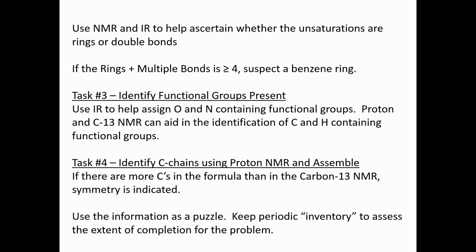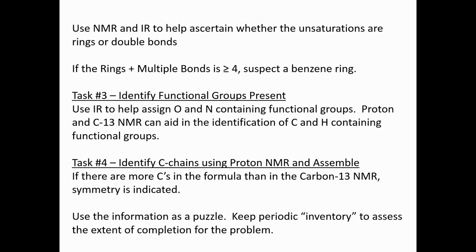All right, so after we've done this, we're going to use the NMR and the infrared to help ascertain whether the unsaturations are rings or double bonds. So we see that it's easier to find double bonds or triple bonds than rings. Double bonds have unique chemical shifts in their proton and C13 spectra, and carbon-oxygen double bonds also have unique C13 and infrared spectra.